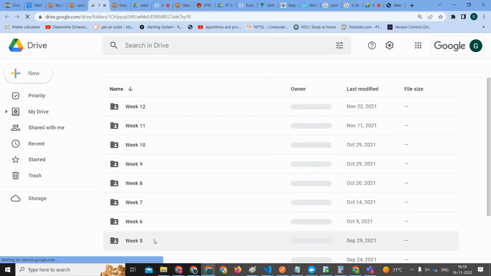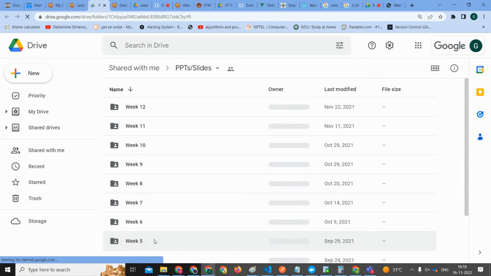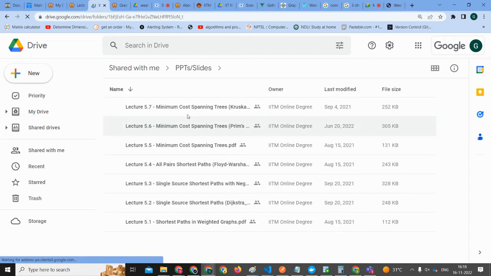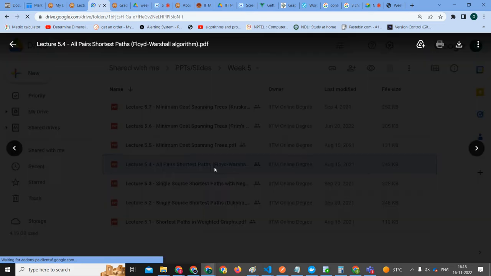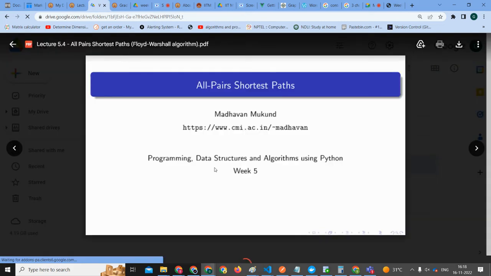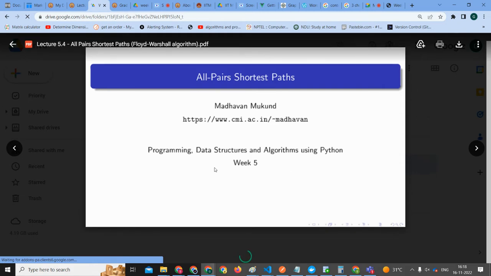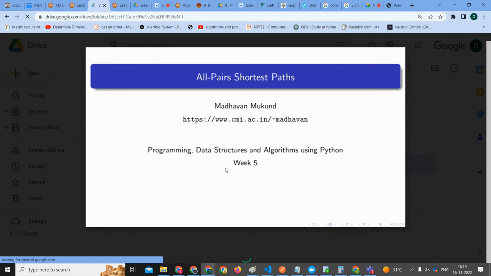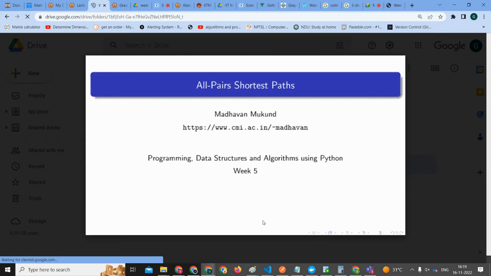It's from week 5. Make sure you understand the concepts. Once you understand, it is easy for you to remember. If you don't understand, it's a problem. So where are we? Floyd-Warshall. Hey, this is nice. Look at this. Every time the color changes, every time it rotates.